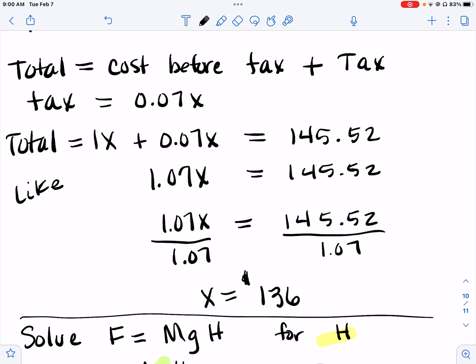1X plus 0.07X is 1.07X. So if we divide, that gives us X equals 136.